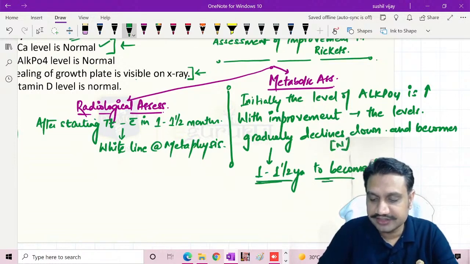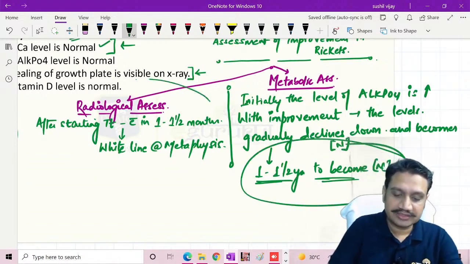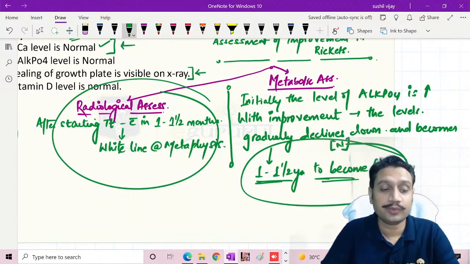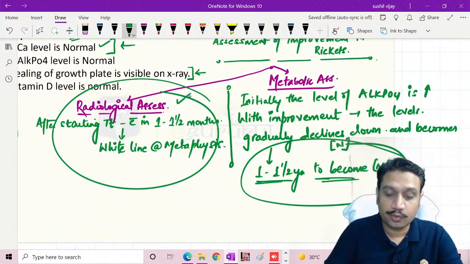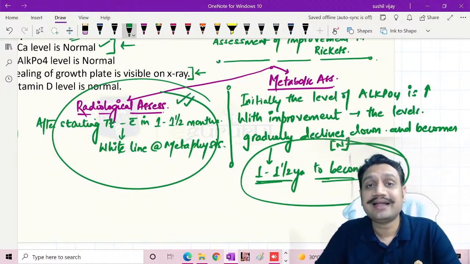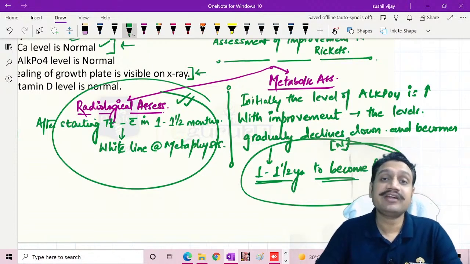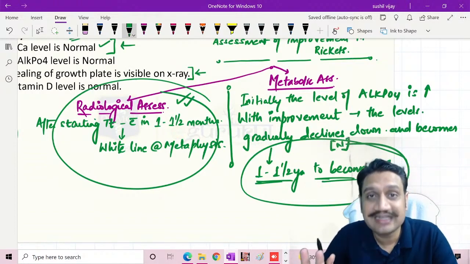So metabolic correction takes around how much time? 1 to 1.5 years. And the radiological assessment will take only 1 to 1.5 months. So when should you operate? If I operate on the basis of the white line only, what is going to happen? That blastic activity is still high. It will create the deformity again, even if I operate. So I must not operate till the blastic activity settles down.